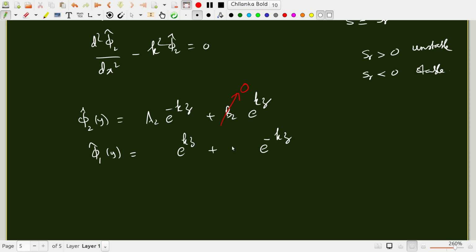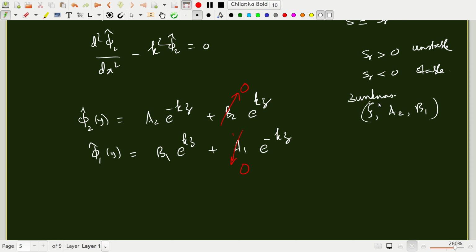Let me just rewrite the constants. This is a1, b1. So now, as z goes to minus infinity, this term is going to blow up, whereas the disturbance velocity should go to 0. So a1 has to be 0. So all you will be left with is just these two constants. So the unknowns are zeta, a2 and b1. You have three unknowns.